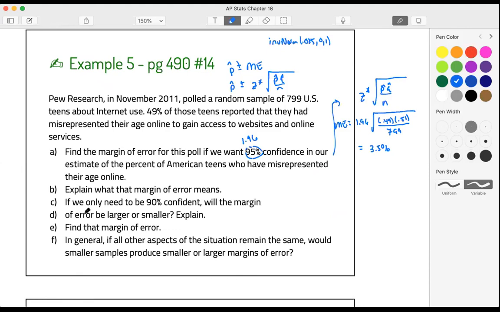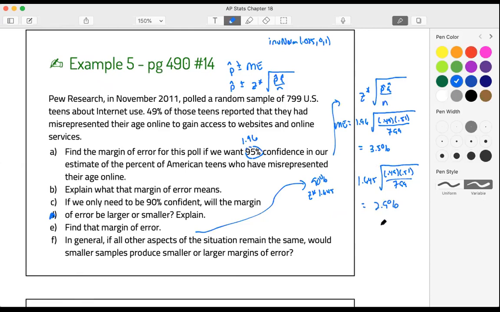C, if we only need to be 90% confident, will the margin of error be larger or smaller? And explain. A 90% confidence interval will result in a smaller margin of error. If the confidence is decreased, a smaller interval is constructed. So let's find that margin. Again, it's going to be Z star, but for 90%, the Z star is going to be 1.645. So we have 1.645 times the square root of 0.49 times 0.51 over 799. And that is going to give us 2.9%.